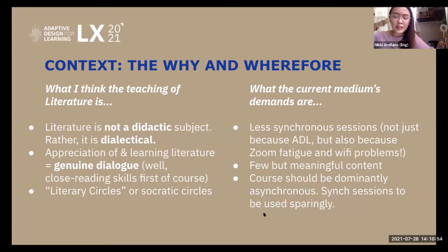Another thing that we picked up from ADL is we should design few but meaningful content. And before, literature teachers, we're used to having a lot of readings. So that's another challenge that we literature teachers, English teachers, have to overcome. And of course, like I said, the course should be dominantly asynchronous, and synchronous sessions are to be used sparingly. So this is the context, and I think it's a context that a lot of us are already familiar with.